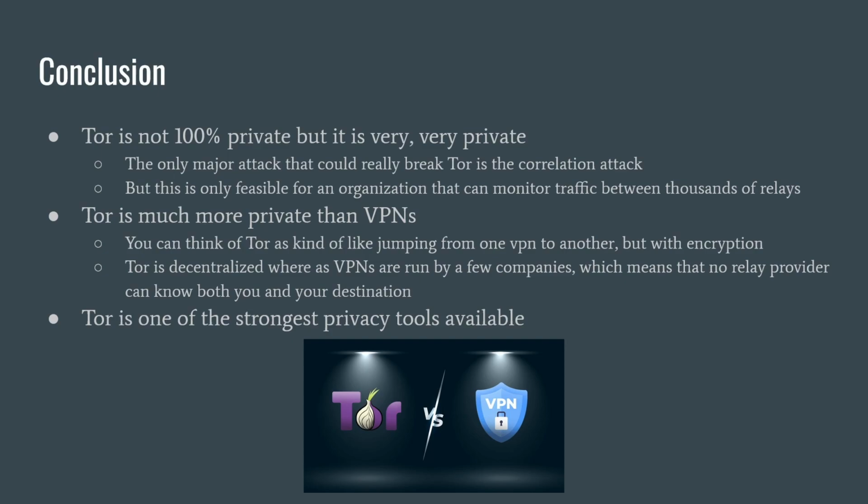But Tor is decentralized, whereas VPNs are run by a few companies, which means that no relay provider can know both you and your destination. But if you were to VPN hop using the same VPN provider, say you're using NordVPN, then that provider can know everything. But in contrast, using a VPN does give you significantly better internet speed at the cost of anonymity, of course. And Tor is one of the strongest privacy tools available. It provides anonymity that even governments would find very difficult to break.